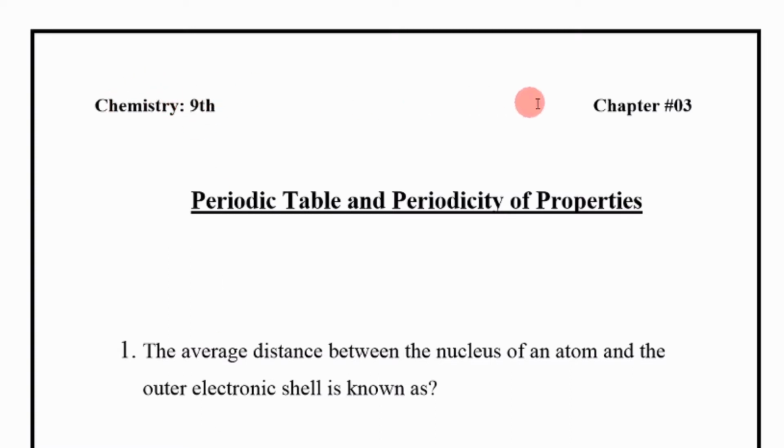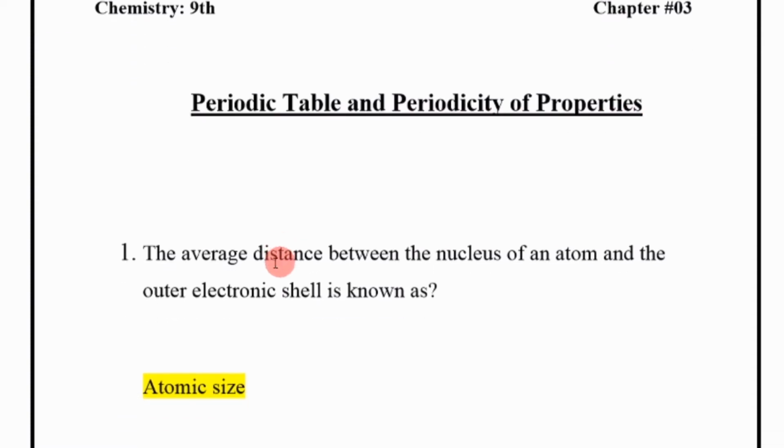Chemistry ninth, chapter number 3, periodic table and periodicity of properties. First, the average distance between the nucleus of an atom and the outer electronic shell is known as atomic size.